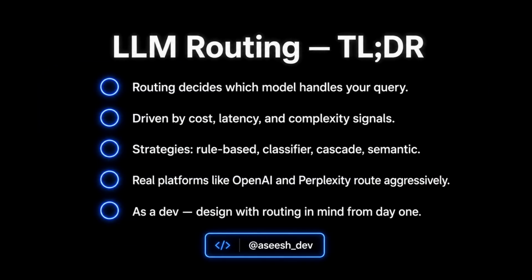Alright, so let's wrap this up. LLM routing is the invisible layer that makes AI products economically viable at scale. It decides which model answers you based on cost, latency, and how complex your question actually is. And there are multiple strategies, from simple rules to cascade routing to semantic embeddings. And the right one depends on your own use case. Big platforms are already doing this aggressively, and tooling for developers is maturing fast. If you're building in the space, routing isn't optional anymore. It's a core part of your architecture.